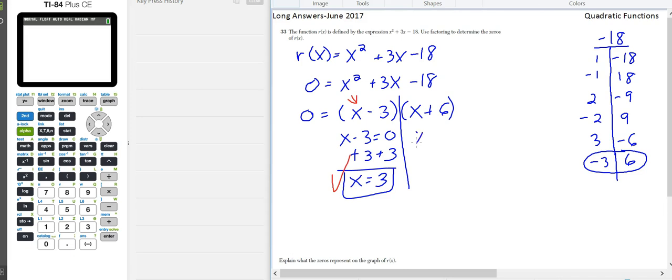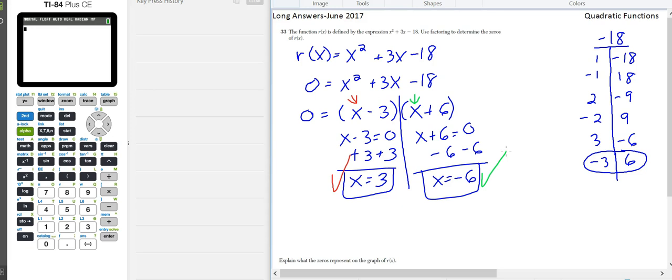Now let's say we would set x plus 6 equal to 0. Minus 6 minus 6, x is equal to negative 6. And let's say we would plug in x is equal to negative 6 over here. 0 is equal to x minus 3 times negative 6 plus 6. Negative 6 plus 6 is 0, so x minus 3 times 0 is also just 0. So x is equal to negative 6 makes the whole equation equal to 0, which is what we wanted. So the two roots, or the two zeros of r of x are x is equal to 3 and x is equal to negative 6.